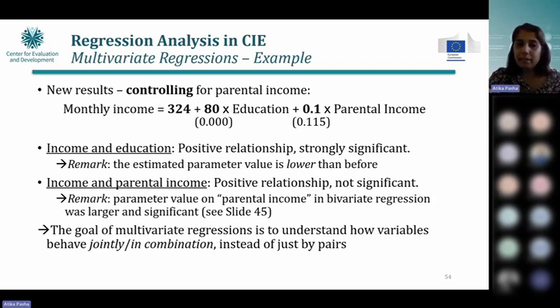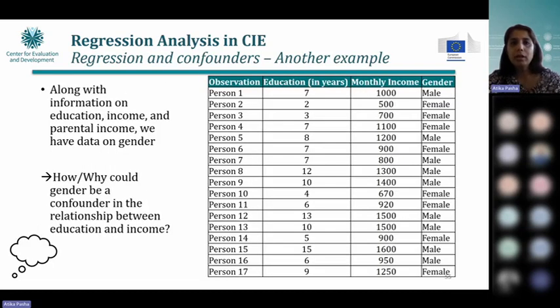So basically, the goal of multivariate regressions is to understand how variables behave jointly, in combination, or indeed just as pairs in our relationship of interest. We can add, for example, another variable here. Let's say we add gender of the individual, which we also think could be a factor that confounds their years of education, their monthly income, and so on.